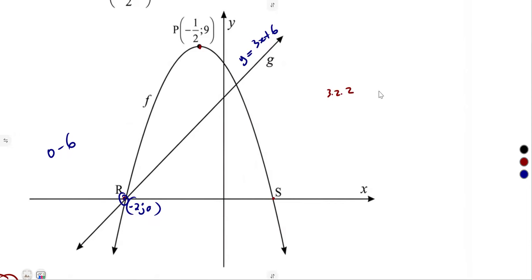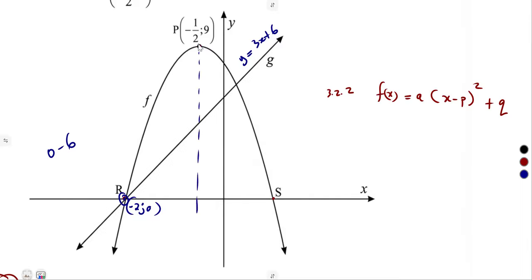Since I have a turning point, I can use the turning point format, y = a(x - p)² + q. That is the equation that I can use for a basic one where there's a turning point. Yes, I can find this s because we know that this is symmetrical.